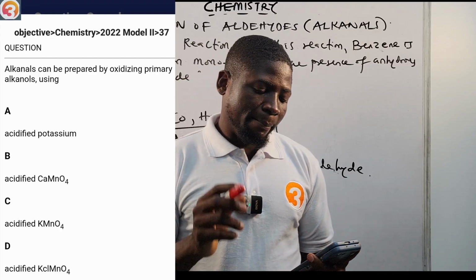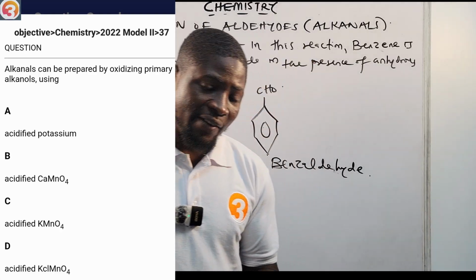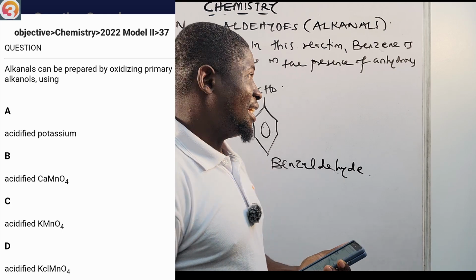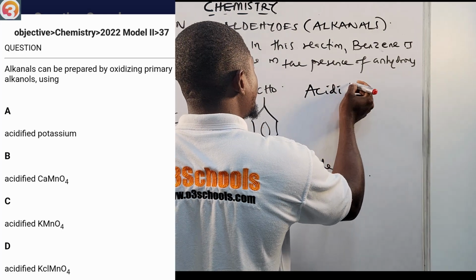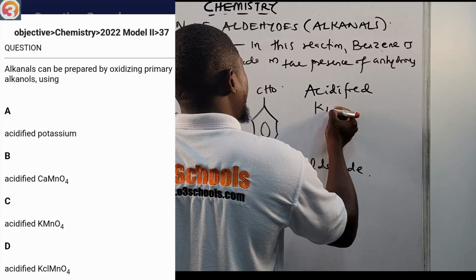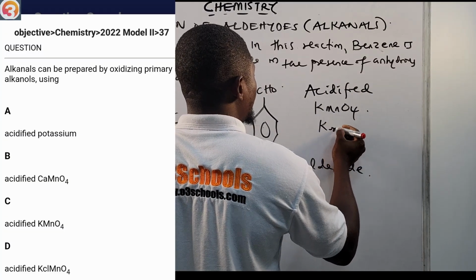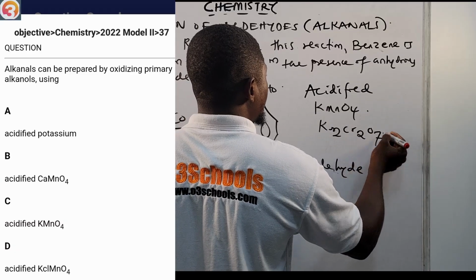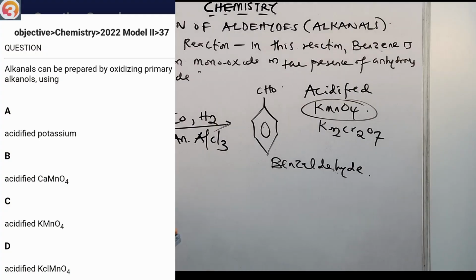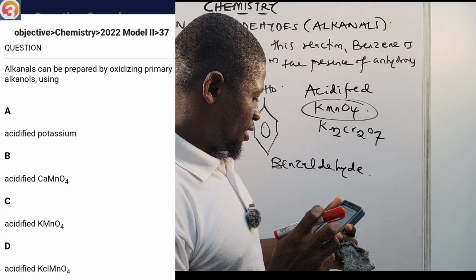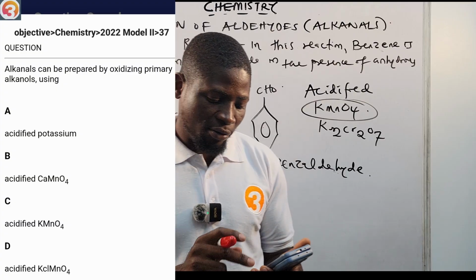Alkanals can be prepared by oxidizing primary alkanols using what? They say acidified potassium, which is incomplete. We actually say you can oxidize them using acidified KMnO4 or acidified K2Cr2O7, that is, acidified potassium permanganate or acidified potassium dichromate(VI). So our correct answer there will be acidified KMnO4. No need to beat around the bush.